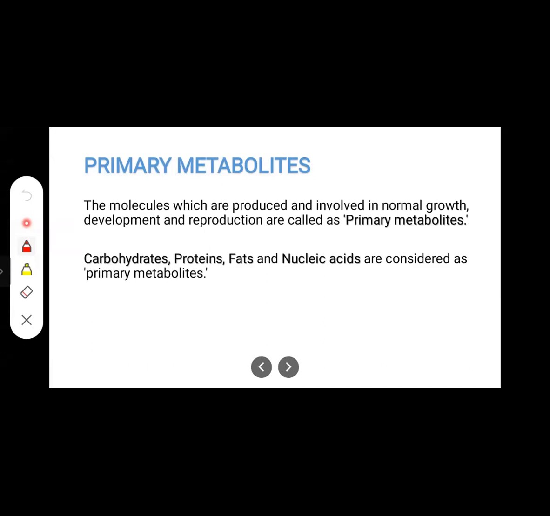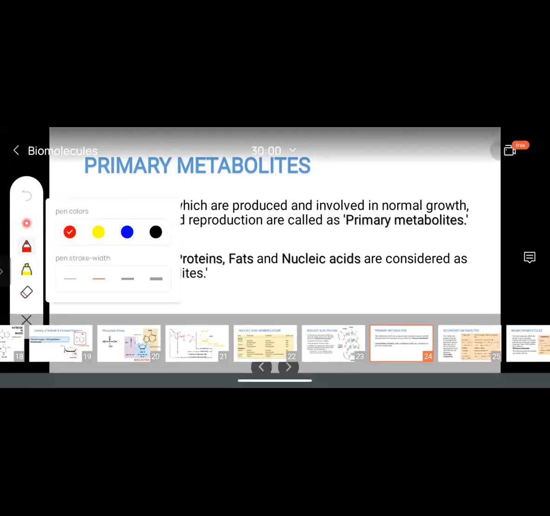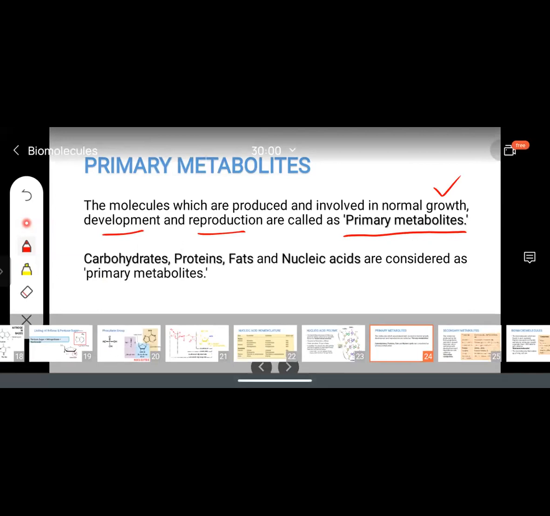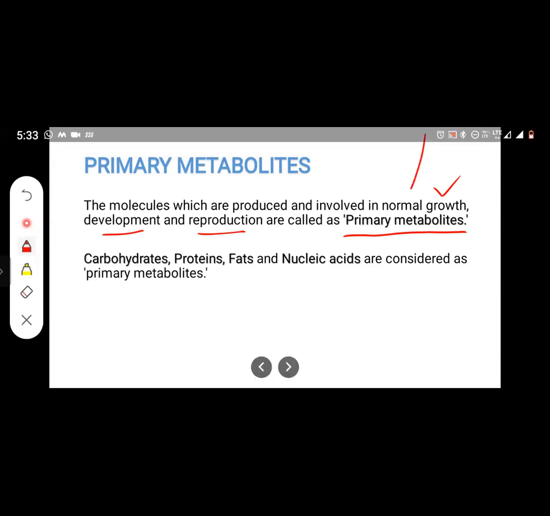So the molecules which are used by an organism, that are required for growth, development and reproduction, we call them primary metabolites. For example, all the carbohydrates, proteins, fats and nucleic acids, we call them primary metabolites.